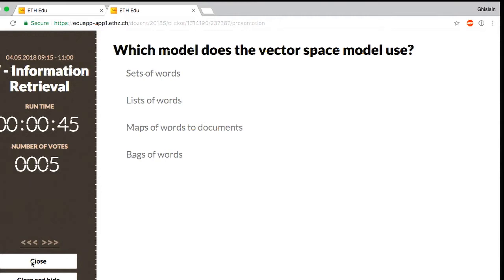It's okay to lose information, and whenever you have a general problem to solve, you need to find the right level of abstraction. The reason I'm insisting on that is that in the lecture, we do not always use the same model of abstraction. We change it depending on the topic, right? So I want to check that you're absolutely clear which one we are using in the vector space model: a set of words, a list of words, maps of words to documents, or bags of words.